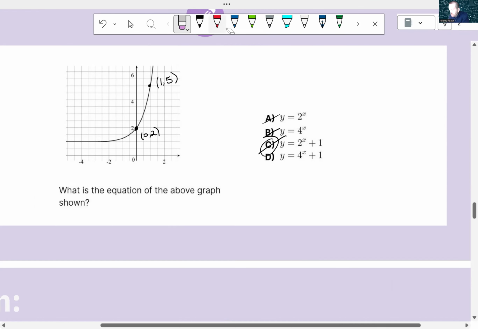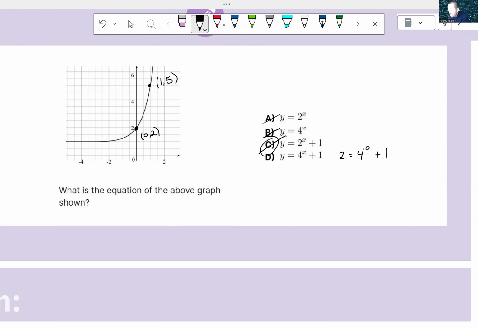Now for our last one, hopefully D is the right answer. We're going to plug in 2 for y, 4 to the power of 0 plus 1. You get 2 equals 1 plus 1, 2 equals 2. That one checks out for the point 0, 2. Now let's look at 1, 5. 5 for y, 4 to the power of 1 plus 1, 5 equals 5, and D is the correct answer.